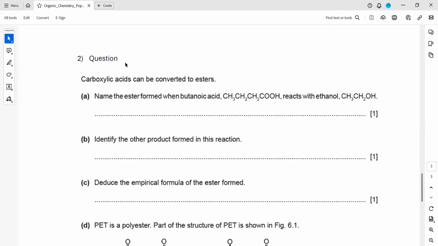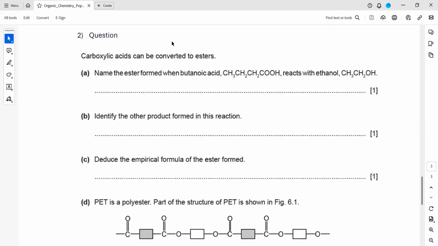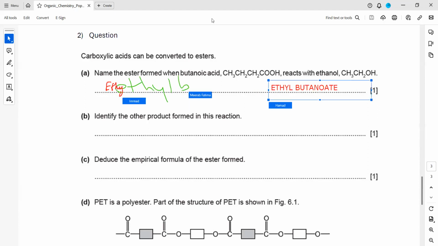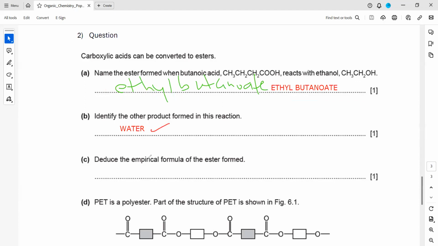Carboxylic acid can be converted into esters. So when an ester forms, name the ester formed from butanoic acid. The first name of an ester is always from the alcohol and the second name is from the carboxylic acid. So it will be ethyl butanoate. What other product will be there? There will be water as the other product.